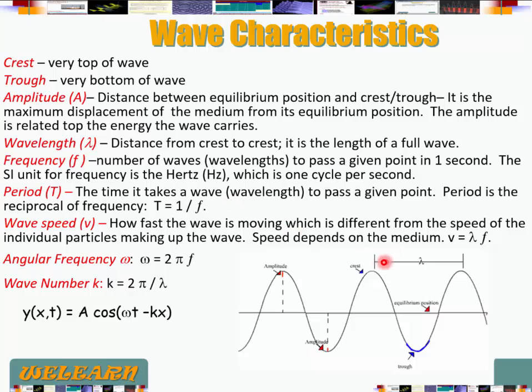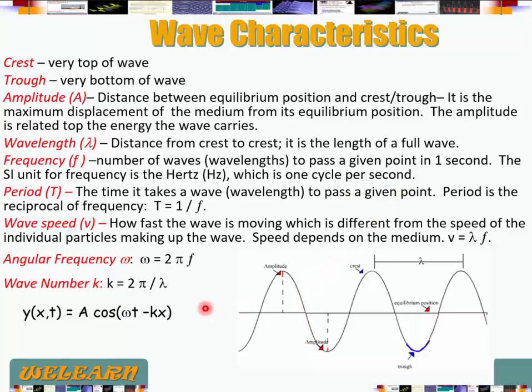Wavelength, distance from crest to crest, trough to trough, it's the length of a full wave. Frequency, number of waves to pass a given point in 1 second. The SI unit for frequency is hertz, or 1 cycle per second.